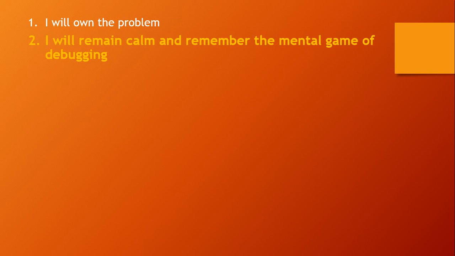The second I will is, I will remain calm and remember the mental game of debugging. It can be amazingly frustrating trying to debug your code. So it's important that we stay calm and stay rational and remember that debugging is all about mental patience and skill. You know Thomas Edison. He believed that the subconscious mind contained information that the conscious mind could not access. And so he had a habit, when he had a problem that he couldn't solve, of putting a ball bearing in his hand and sitting down in a chair for a nap.